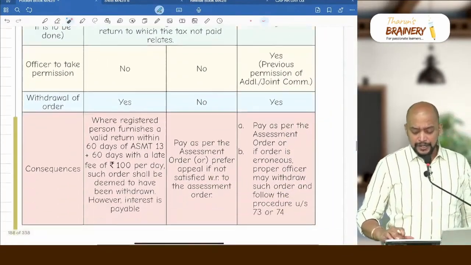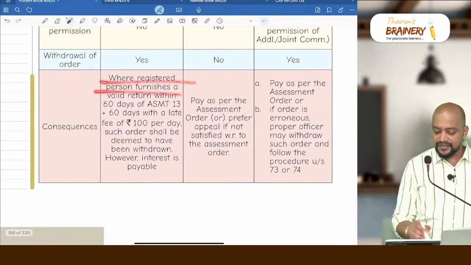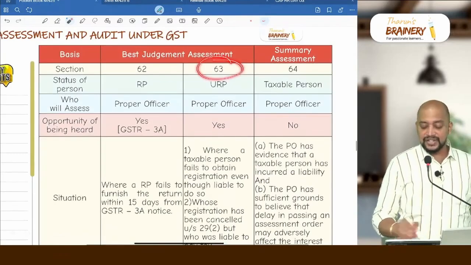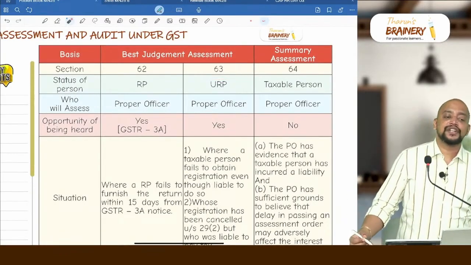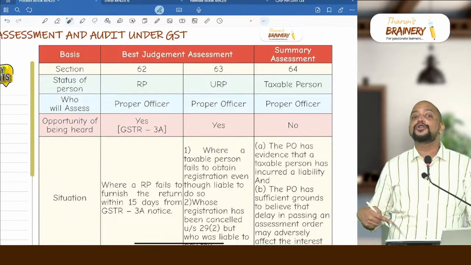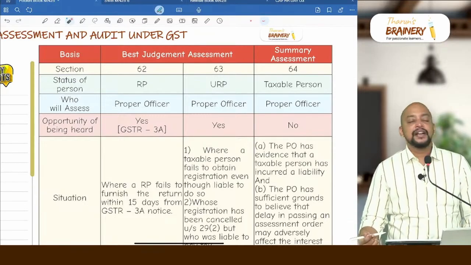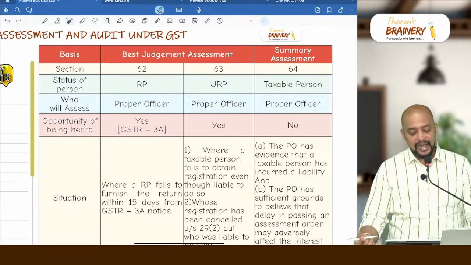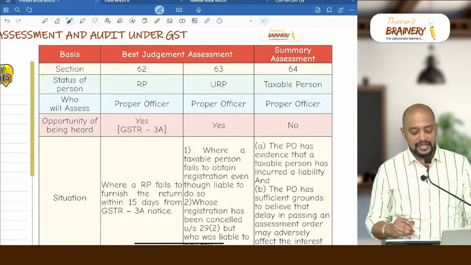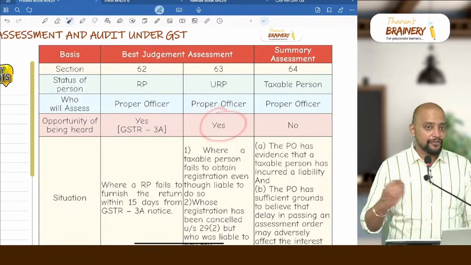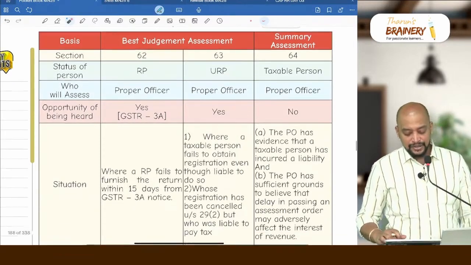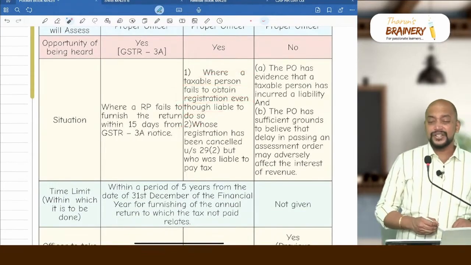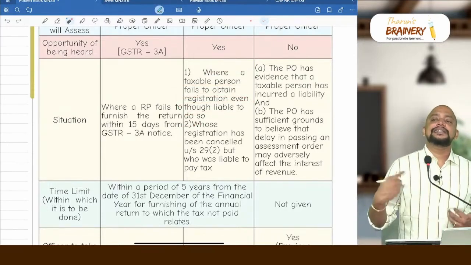That is about this best judgment assessment, where the registered person furnishes a valid return within 60 days plus 60 days. Then look into another best judgment assessment, that is section 63. This best judgment assessment is with respect to unregistered person who is liable to pay GST. There is an unregistered person, but he suppressed the turnover, he has not got registered and he did not pay any GST. Then in that case, the proper officer will compute the tax payable. And opportunity of being heard, of course, yes, notice will definitely be given. And a situation where a taxable person failed to obtain registration even though liable to do so, or whose registration has been cancelled but still he is having some liability to pay.